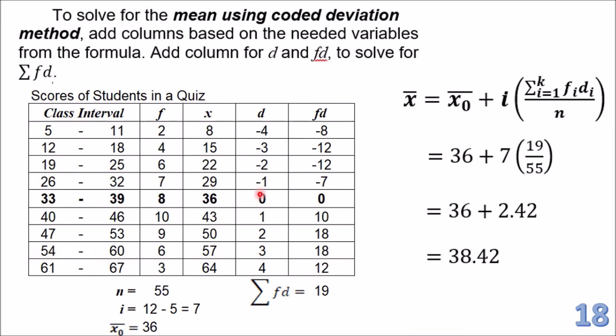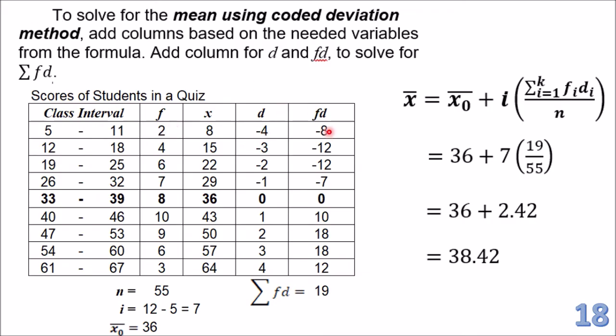And then, yung mga above the 0, lagyan lang natin ng mga negative values. So, negative 1, negative 2, negative 4. Pababa is 1, 2, 3, 4. So, pasunod yung numbers na i-assign natin dito. And then FD, after that, we will solve for the FD. The product of F and D, i-multiply lang natin frequency times D.